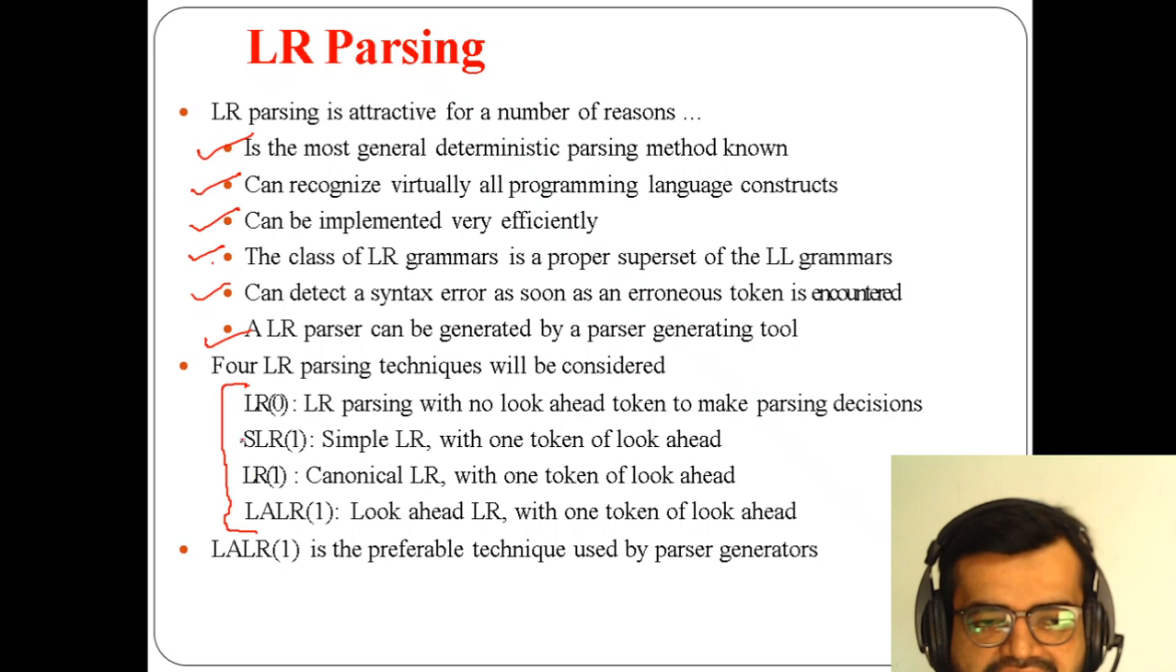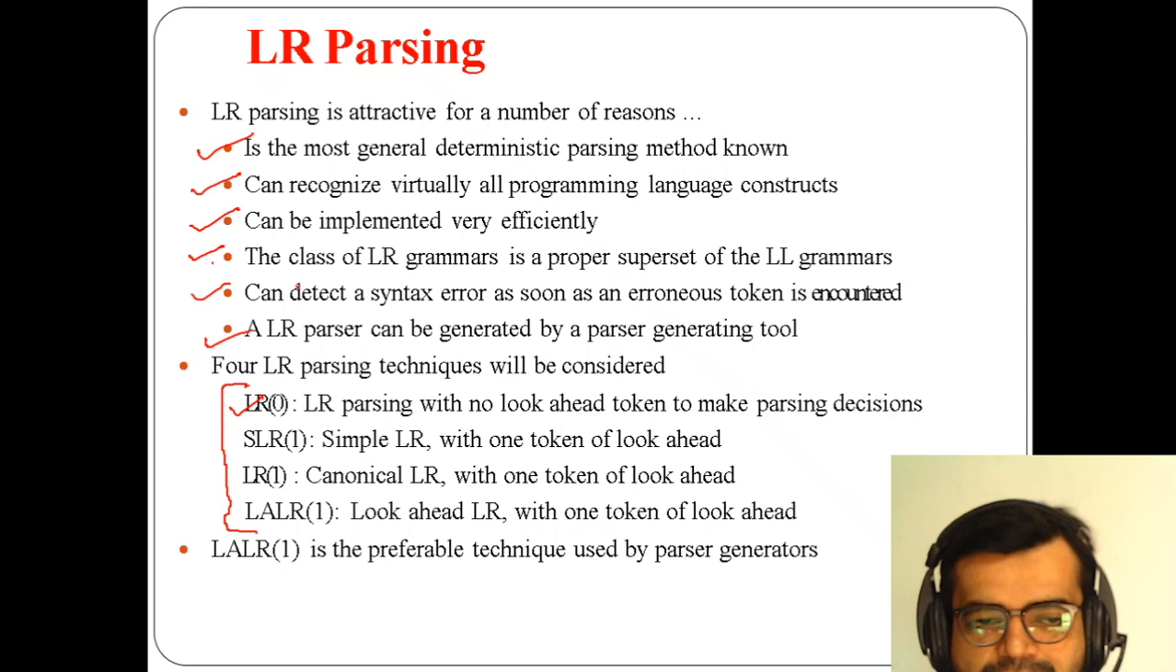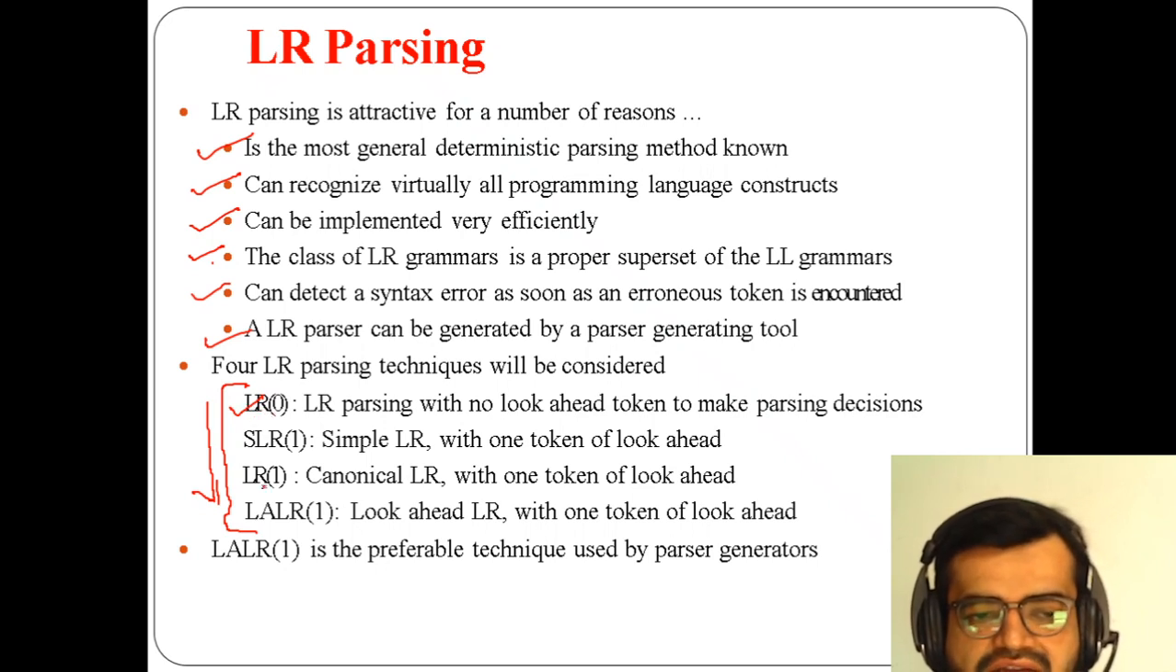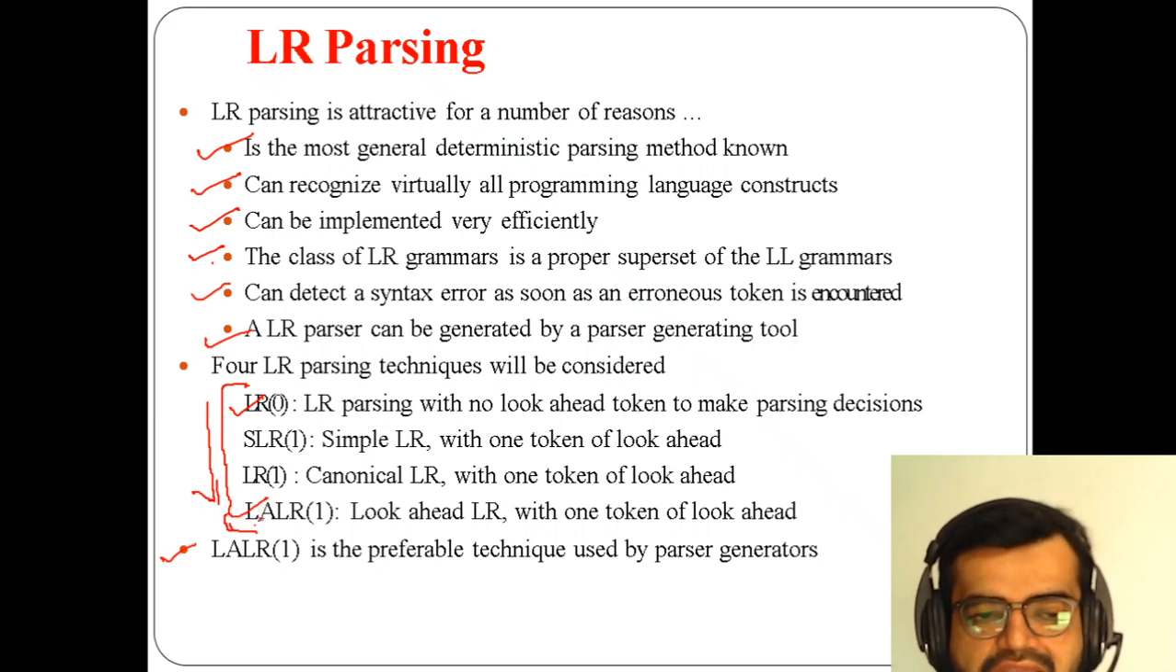The first one is LR(0), which is a very simple technique and very easy to implement. But it is not that efficient. The efficiency increases as you move through the different types. That means LR(0) is the least efficient one, and the most efficient one is LALR, that is look-ahead LR. So you can refer that LALR is the most preferable technique used by parser generators, because it is the most efficient in terms of efficiency. The LALR has more efficiency over all other techniques.